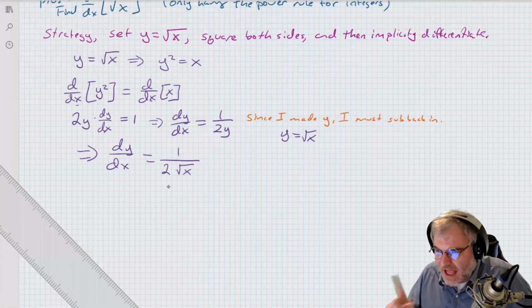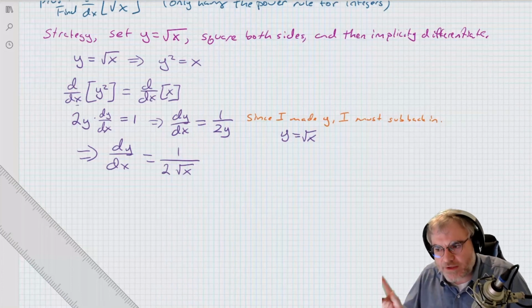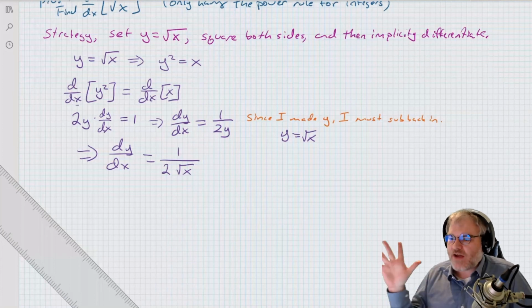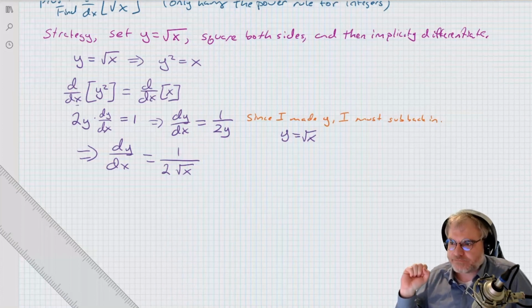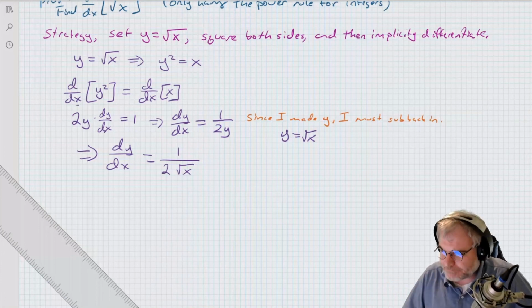I've now, without using the power rule in general, only using the power rule for integers, I've solved this problem. 1 to 5, how do we feel about that? All three of you, how do we feel about that? That good, huh? Okay.